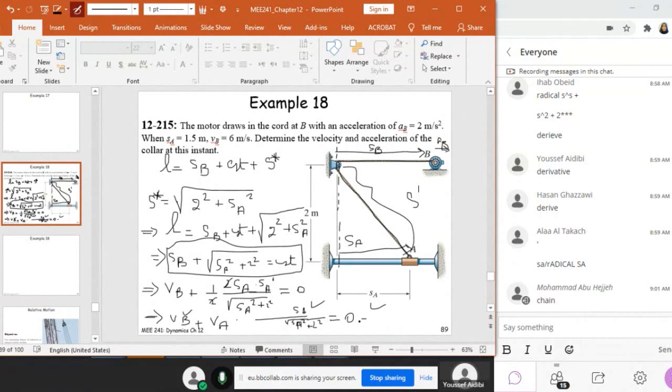All right? And same goes, guys, to the acceleration. So you have to do also the acceleration, of course, using the chain rule. So you can find now VA.